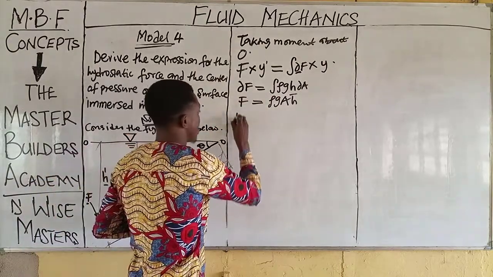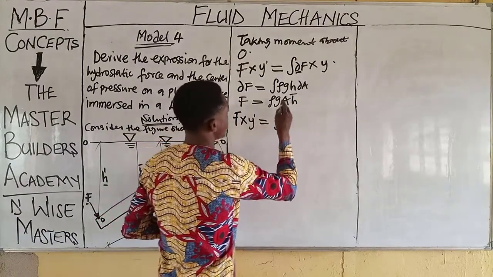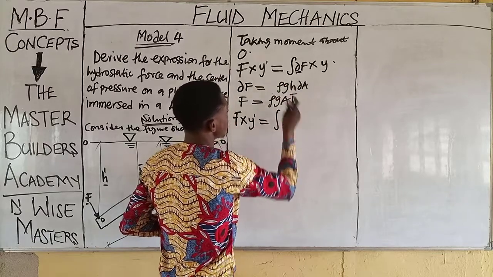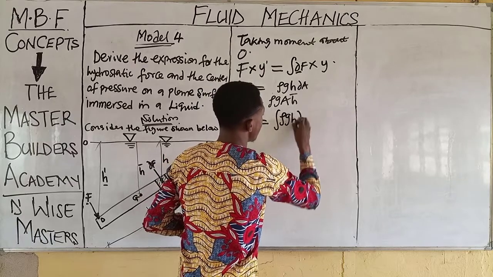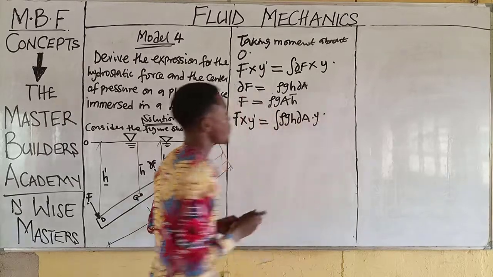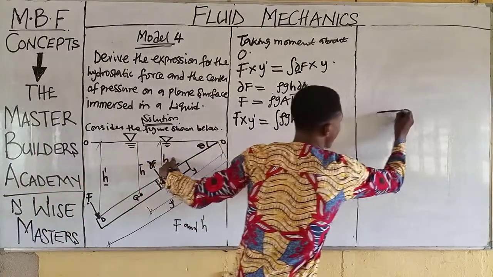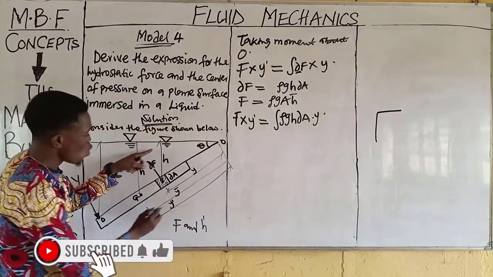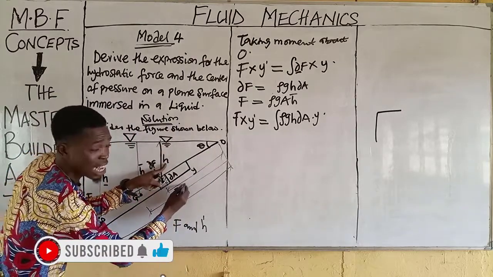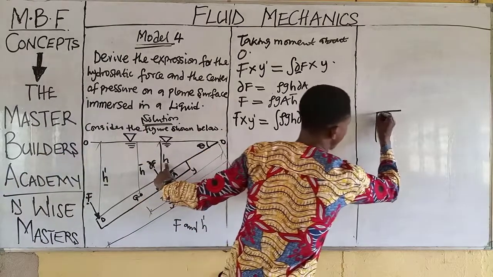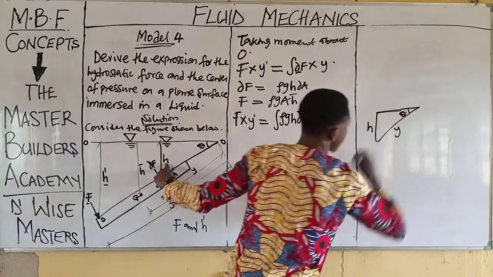Now we have F multiplied by Y prime is equal to the integral of rho G H dA multiplied by Y. We come to this end. Now from this sketch, we have a triangle, which is from this end to this end. So we have this as H and we have this as Y, theta. So we have something of this nature. This is H, this is Y, and this is theta.